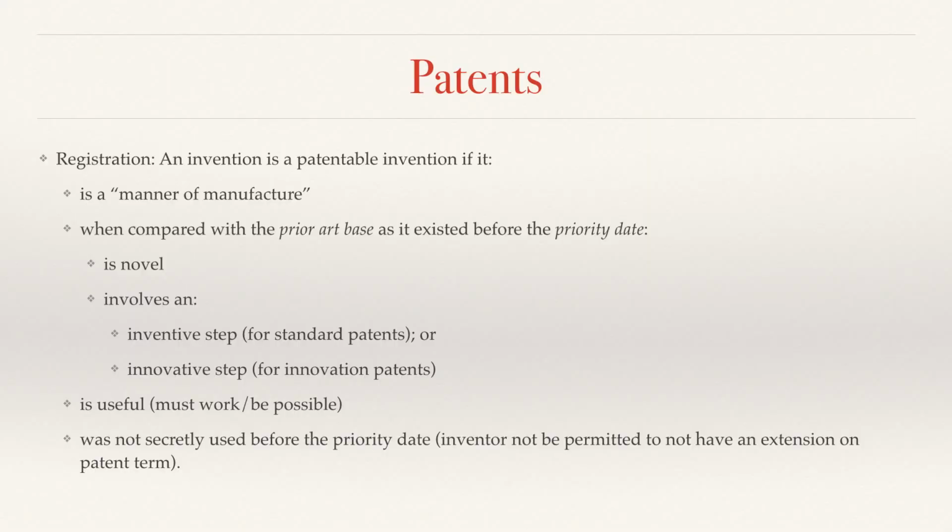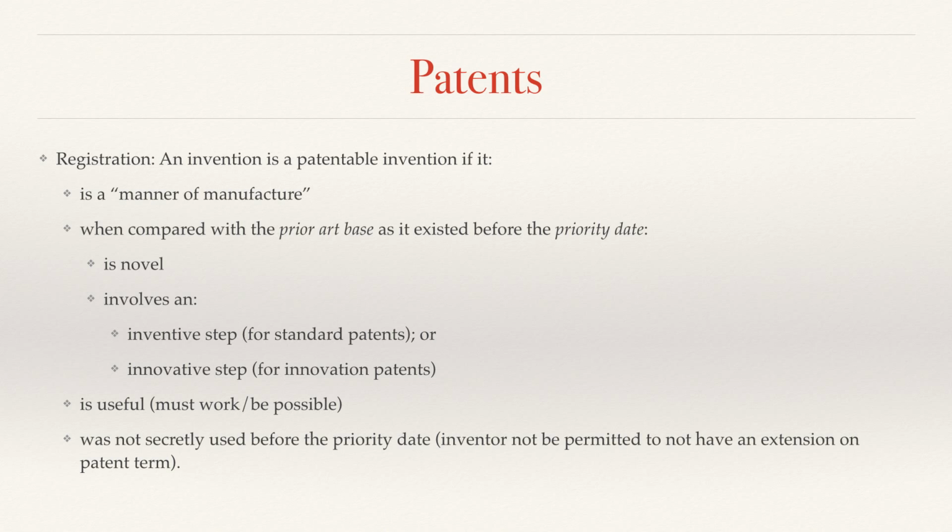And that leaves us with patent. So patent, you need to know the tests for registration. You need to know, and Ben's got a nice diagram here, you need to be able to work through the materials. An invention is a patentable invention if it is a manner of manufacture within the meaning of the Statute of Monopolies, and we spent a lot of time discussing what exactly that means.